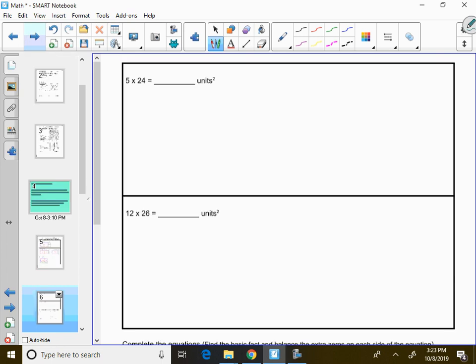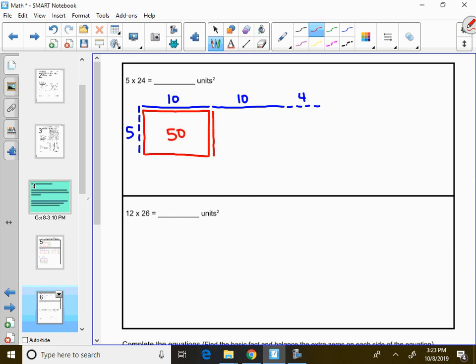Okay, on to the back. 5 by 24. Again, there are two ways to do it, and either way is fine with Mrs. Judson. So that 24 could be a 10, a 10, and a 4. And what's great about this is that the sections are small, and what you're multiplying, kids can do in their head. 5 times 10 is 50. 5 times 10 is another 50. And 5 by 4 is 20. And if I add the areas together for that, it's 120 square units.